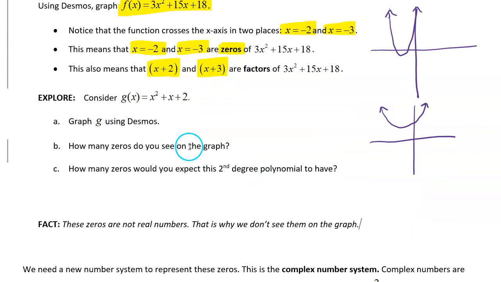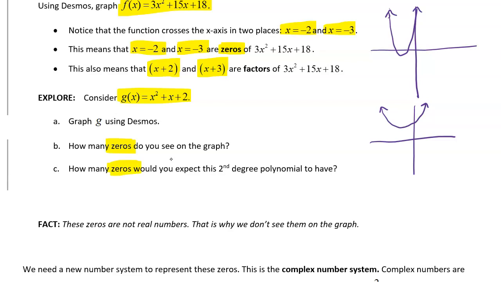But now you'll see in this next graph, this g of x here, that when you put that one on Desmos, it looks like this, and you do not have any x-intercepts. Okay, so it's asking us here, how many zeros do you see on the graph? Well, in this particular situation, we don't have any x-intercepts. Okay, so you can say, I'm seeing 0 x-intercepts here, but then it's saying how many zeros would you expect this second degree polynomial to have?